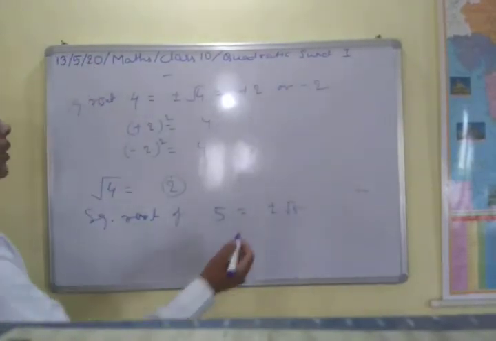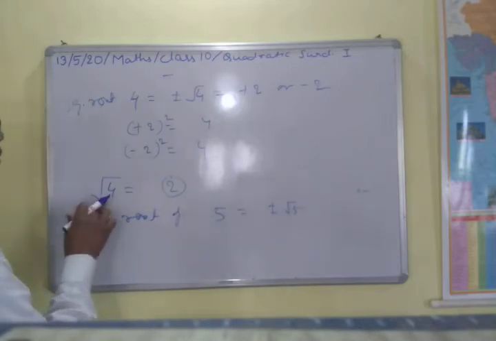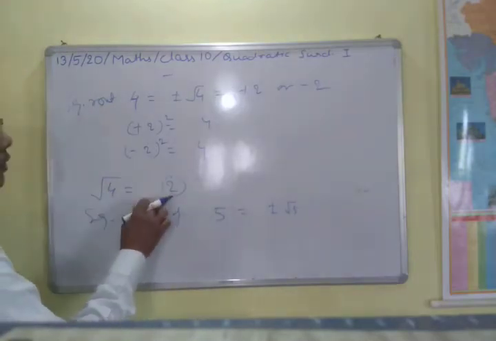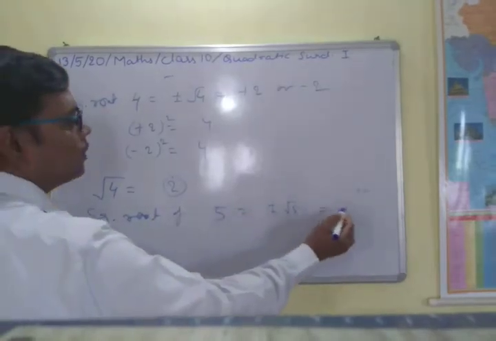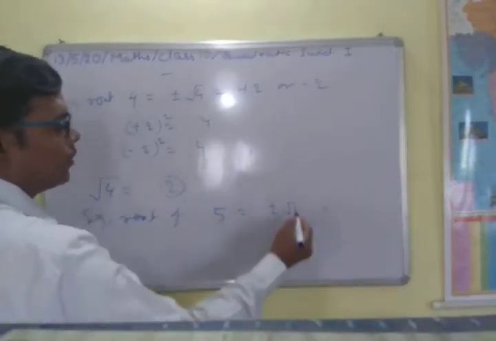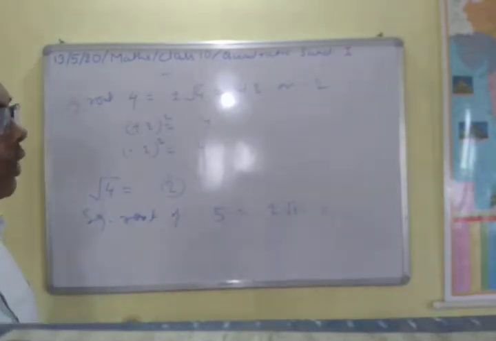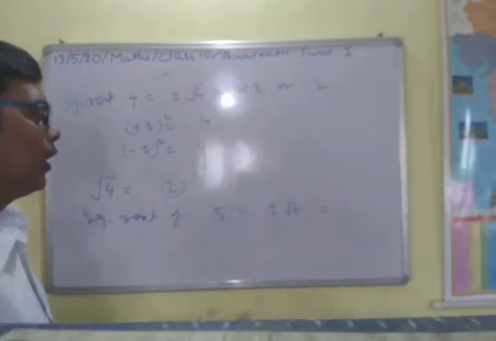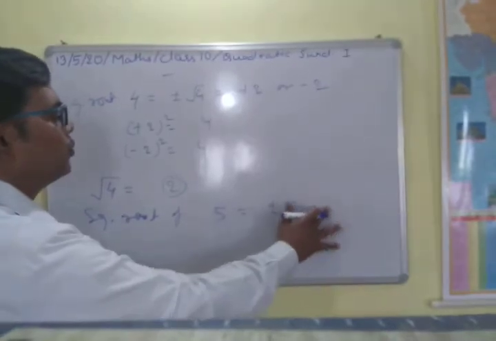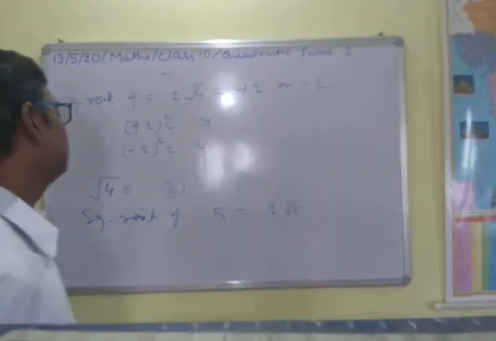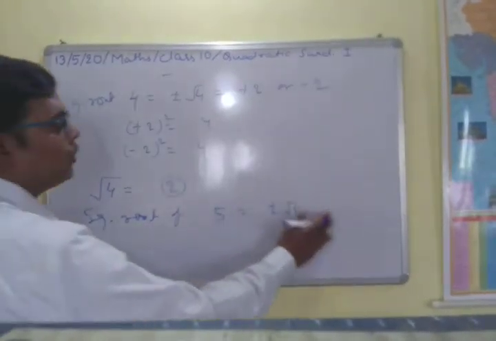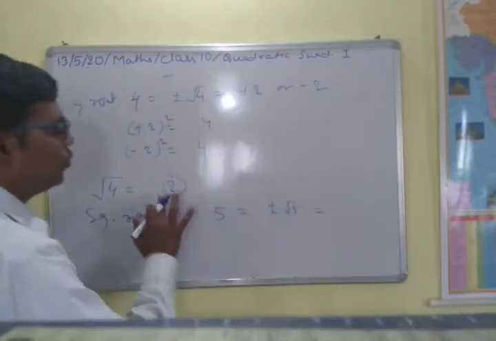Now in the case of root 4 we got the value 2, but in this case we will not get any such value here because 5 is not the square of any real number. The value will come, but that will be in decimals, not a whole number.